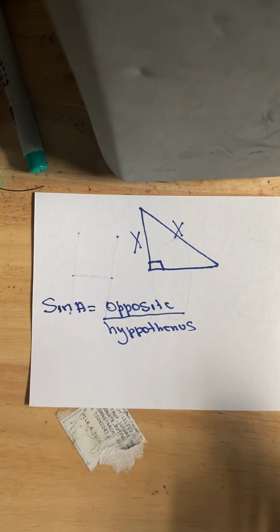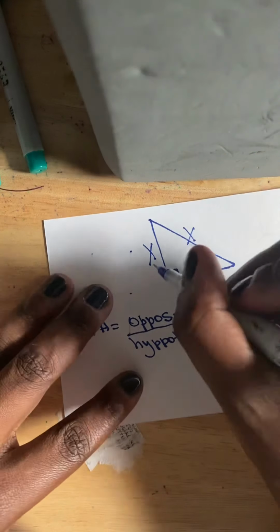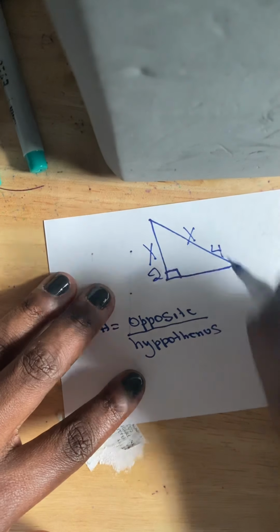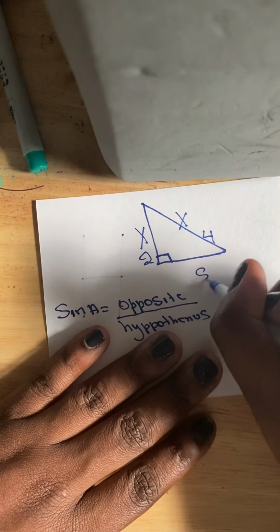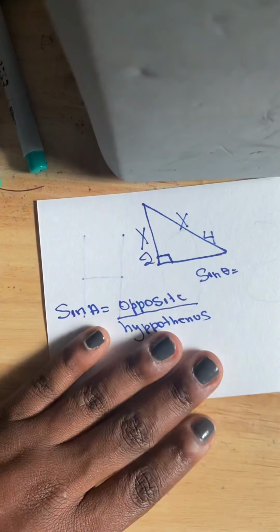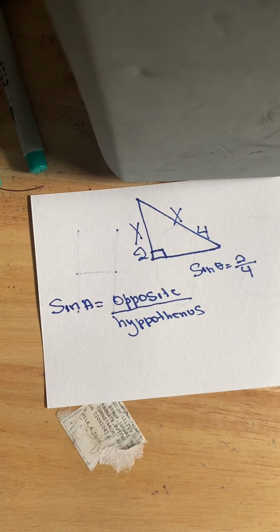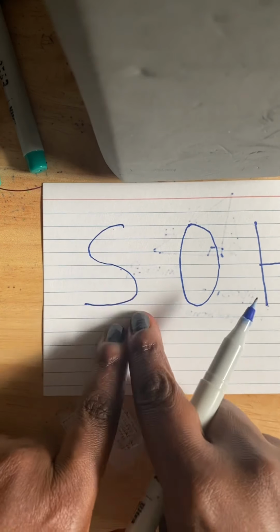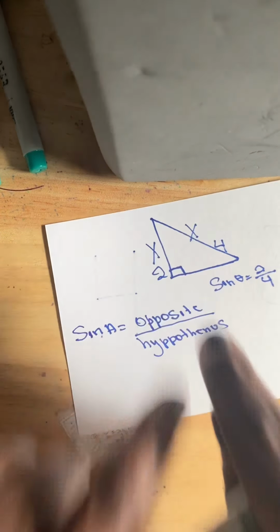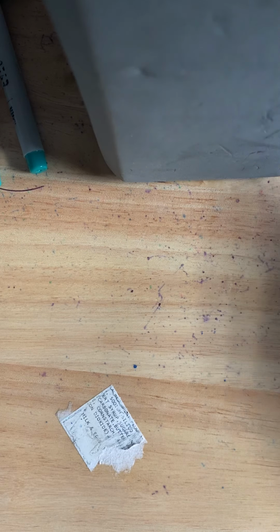For instance, if these numbers were given and you had to find the sine of the angle, let's say the opposite was 2 and the hypotenuse was 4, and they said, find the sine of this angle. You're going to say sine theta is 2 over 4. All right, so back to the recap of SOH: sine is opposite over hypotenuse.